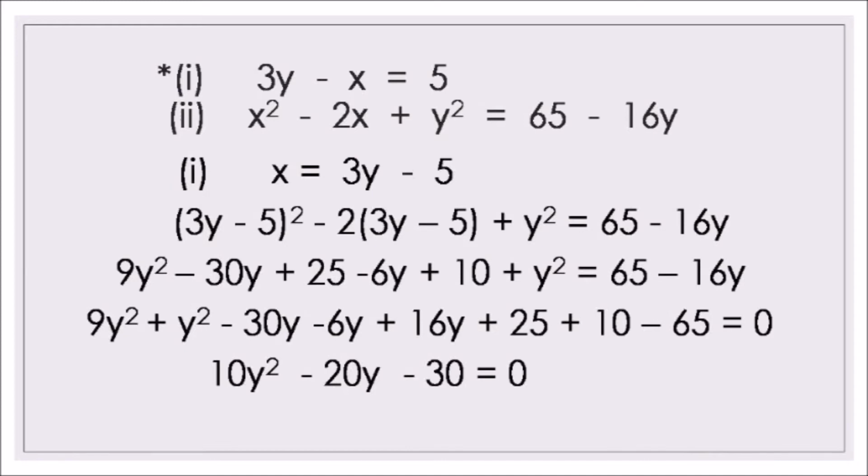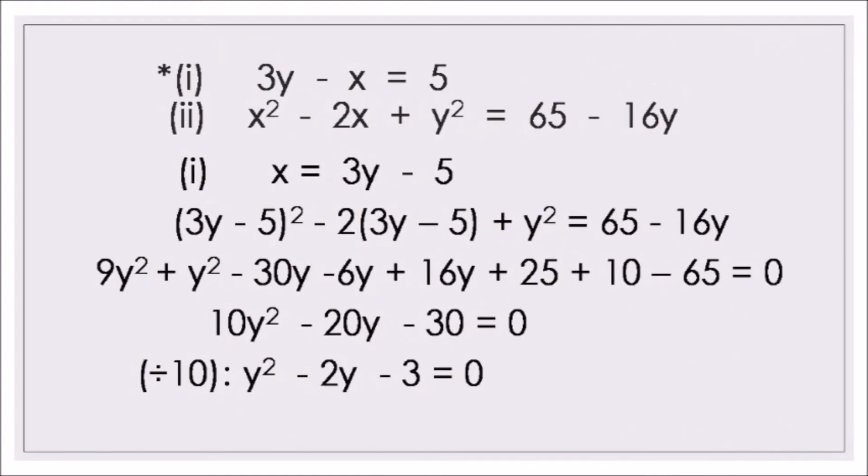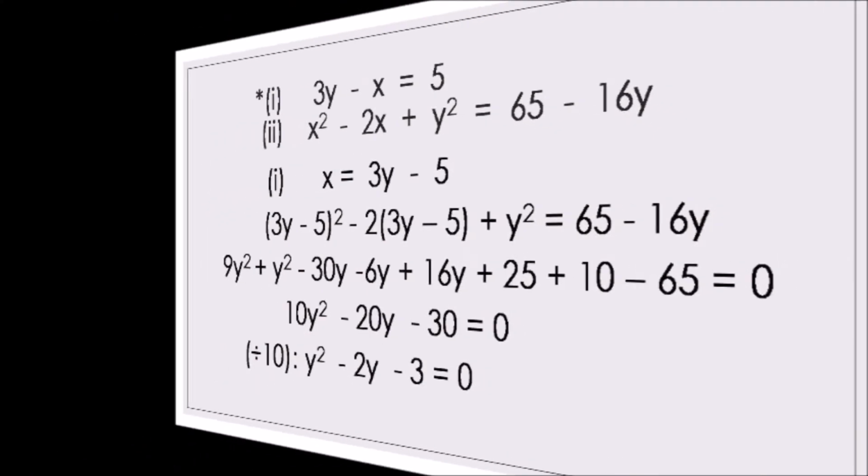Now we can simplify that further. If you look at the terms, you see you can divide by 10. So let's divide by 10, and you would get y squared minus 2y minus 3 is equal to 0. So we simplified it down to get this quadratic equation that we would need to solve. Okay, so the final thing was to divide by 10.